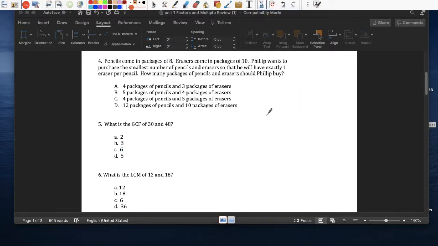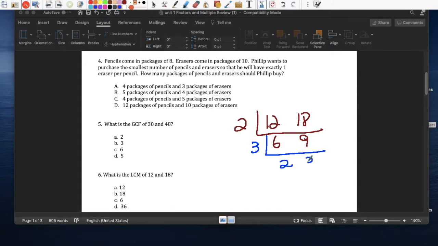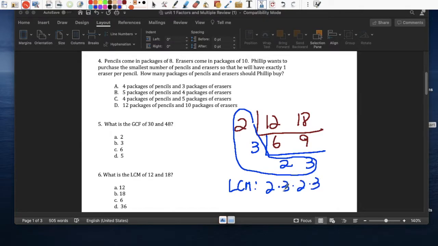What is the LCM of 12 and 18? Remember LCM? That's 2. 2 goes into 12 6 times. 2 goes into 18 9 times. Can we use another number? Yeah, we can use 3. 3 goes into 6 2 times, and 3 goes into 9 3 times. Can we continue again? Nope. So the LCM, right, is all those four numbers multiplied. 2 times 3 is 6, and again multiplied by another 6, because that 2 times 3 is also 6. So 6 times 6, 36. So our answer is D.